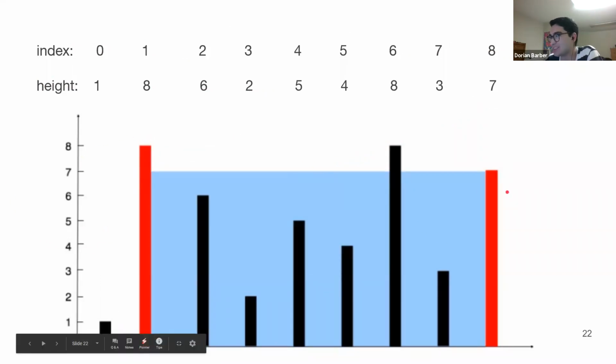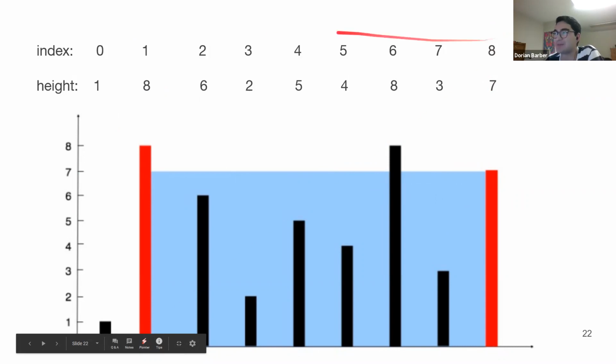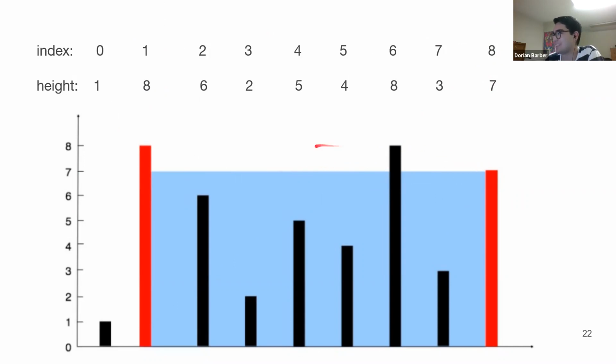And the 2 red bars and the blue water is the optimal solution for this problem, right? And so we'll see that we have index 1 here with height 8, and index 8 here with height 7. And so the width of the container will be 7, because 8 minus 1 is 7. And then the height of the container will be 7, because if you put more water into the container, it'll just overflow, right? So the height is going to be 7. And so together, the area of the container is 49, right? 7 times 7.